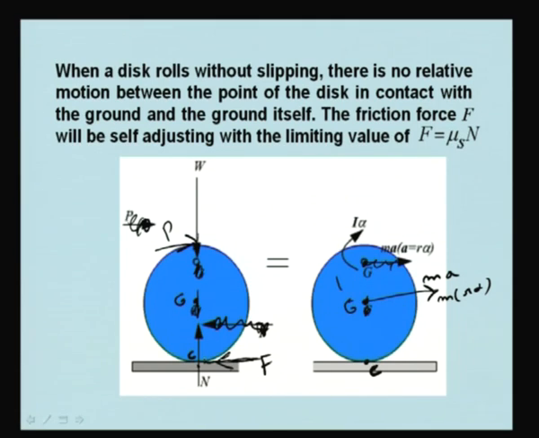Now you get a friction force F also here, but this force is self-adjusting, meaning if you apply some force P here, the same amount of resistance is developed here, with a limiting value of F equal to mu s times N. Here mu s is the coefficient of static friction, multiplied by N, that is the Coulomb coefficient.